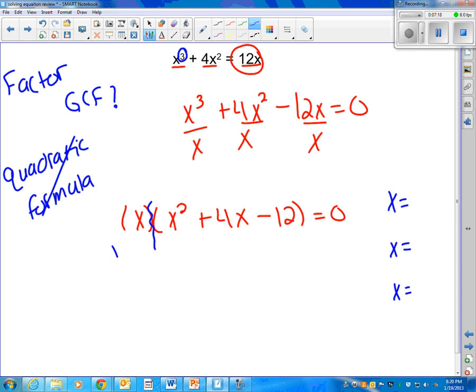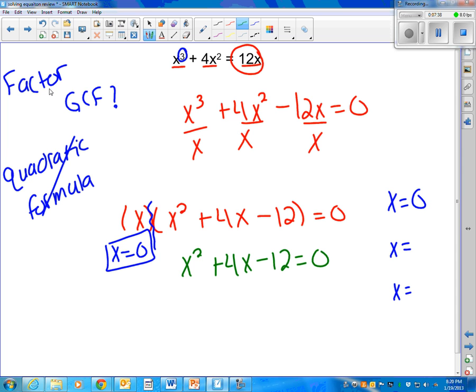Here's one solution, x equals 0, right here. The next solution, take the group of parentheses, x squared plus 4x minus 12 equals 0, and go back through. Can you factor? Can you use the quadratic formula? Yes, you could use either one.